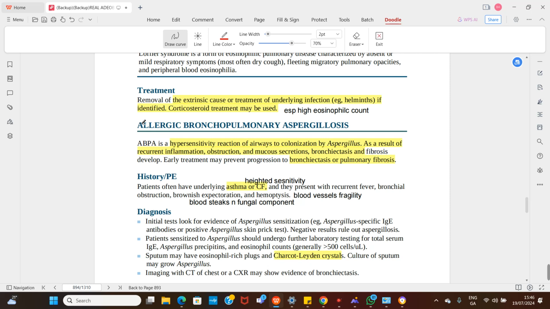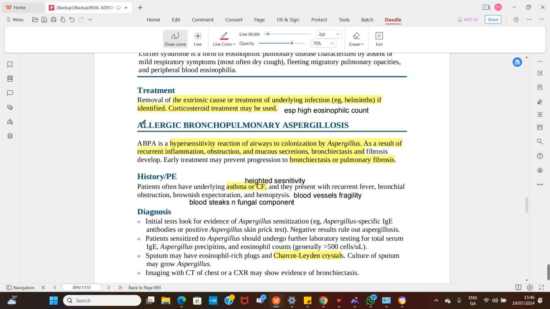So, what is allergic bronchopulmonary aspergillosis? ABPA is a hypersensitivity reaction to colonization by aspergillus. Very, very common in people with cystic fibrosis and asthma. You are going to be getting a history of asthma-like presentation, the chest pain, the cough, the chest tightness, and they start having increased mucus production.